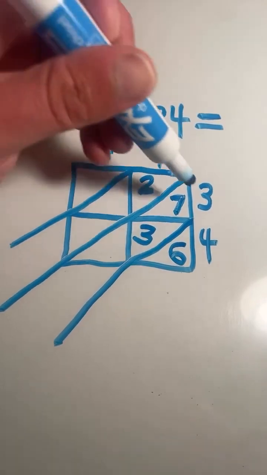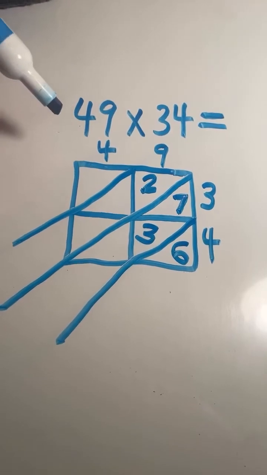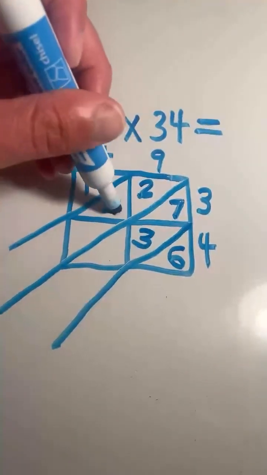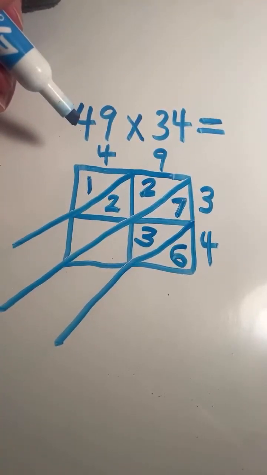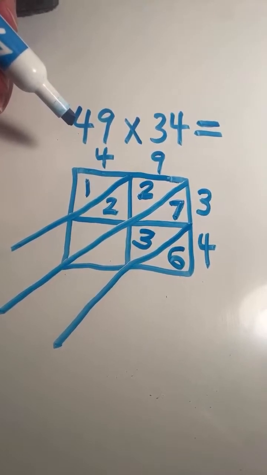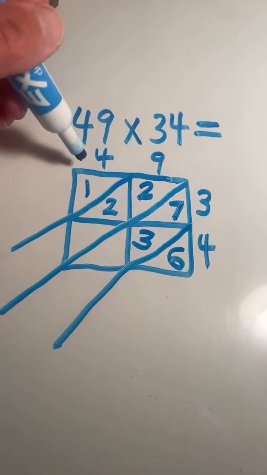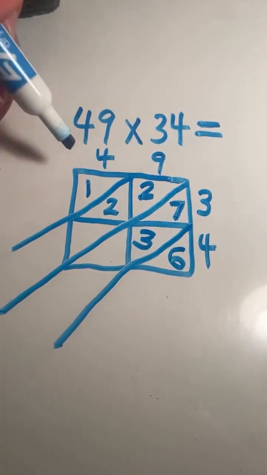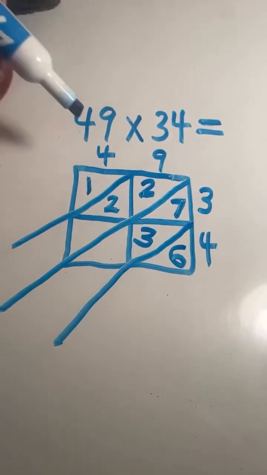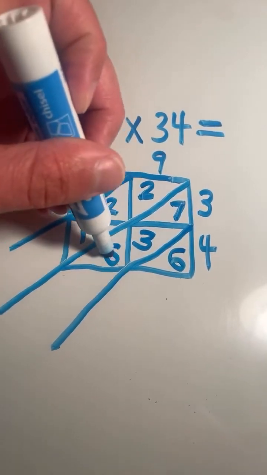Next, we're going to multiply 4 times 3. The answer to 4 times 3 is going to go in this square here. 4 times 3 equals 12. So 1 in the top triangle, 2 in the bottom triangle. Next, we're going to multiply 4 times 4. And the answer to 4 times 4 is going to go in this square in the bottom corner. 4 times 4 equals 16. So 1 in the top triangle, 6 in the bottom triangle.